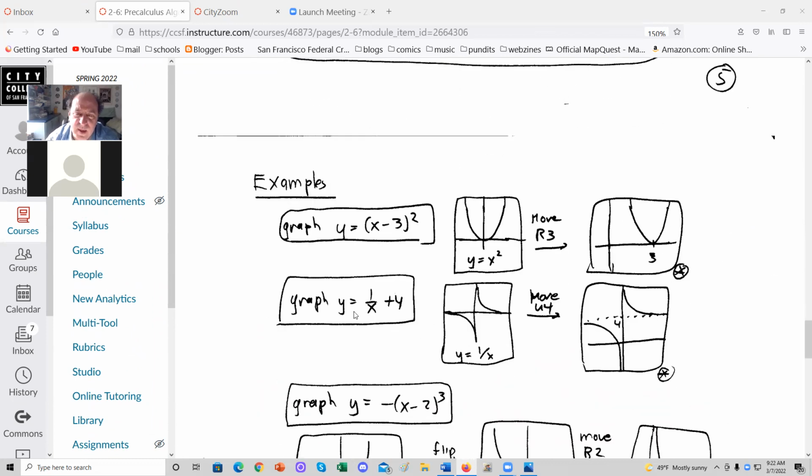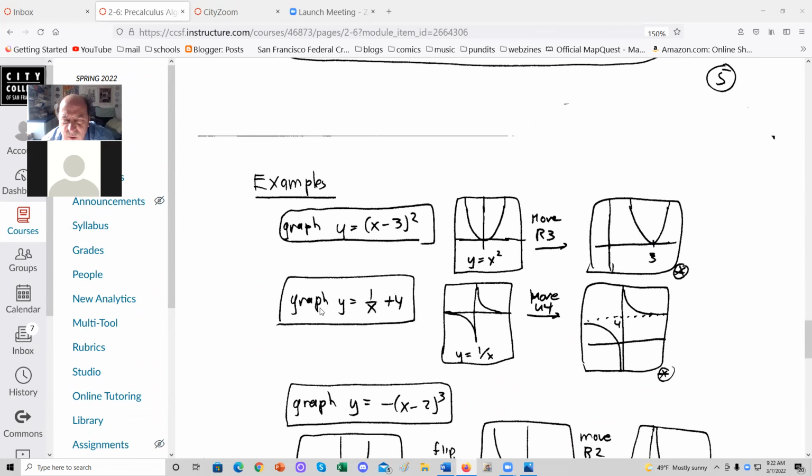So for example, graph y equals x minus 3 squared. Okay, y equals x squared is this U-shaped parabola. And x minus 3 means we move the graph to the right 3. So here's the graph, parabola touching down at 3 by 0.